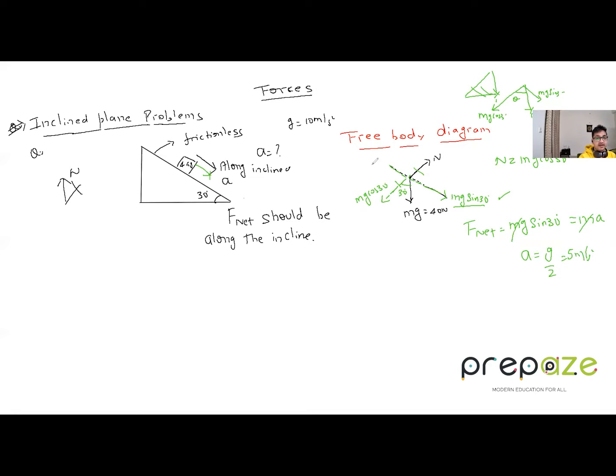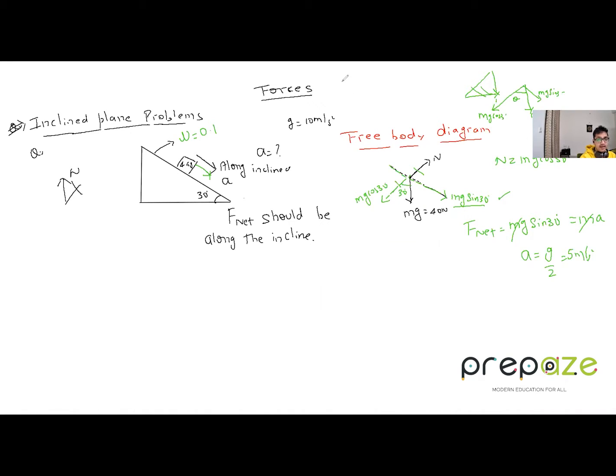Now suppose I introduce friction in this. Since I initially gave you a frictionless surface, now if you introduce friction, let's say I'm giving you mu, not mu s or mu k, just normal mu, which you can take as 0.2, or let's say 0.1. Very simple case I'm taking right now. Let's say mu is 0.1 for the surface.